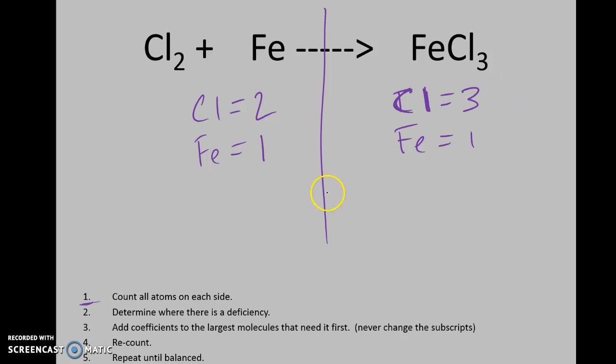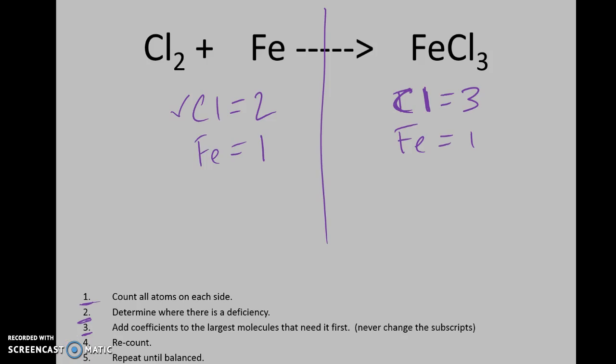So now that I have these counts, I want to determine where my deficiency is. I see that the chlorine, there's 2 on this side, and there is 3 on this side. So I think I'm deficient over here. I don't have enough chlorine on this side over here. The iron is okay for now. So now that I've determined my deficiency, I'm going to move on to step 3. Add coefficients to the largest molecule that need it first.